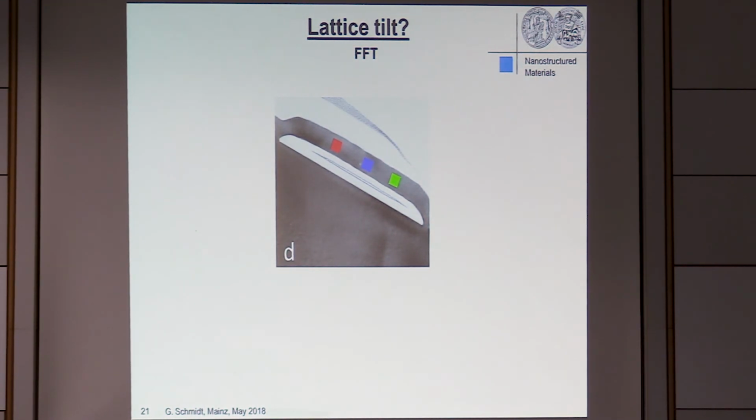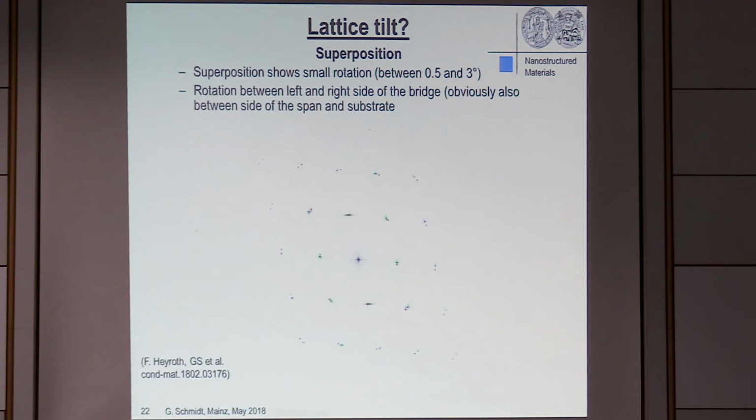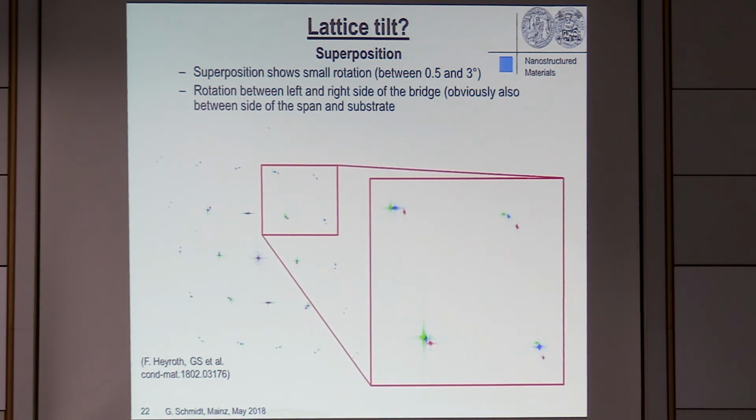So we wanted to check whether the lattice is really clean or whether there is some tilt. And what we did is we took Fourier transforms on 3 different parts of the span, and we made it in 3 different colors, and we superimposed them. And already here you can see it. If you have a closer look, you can see they're slightly rotated.